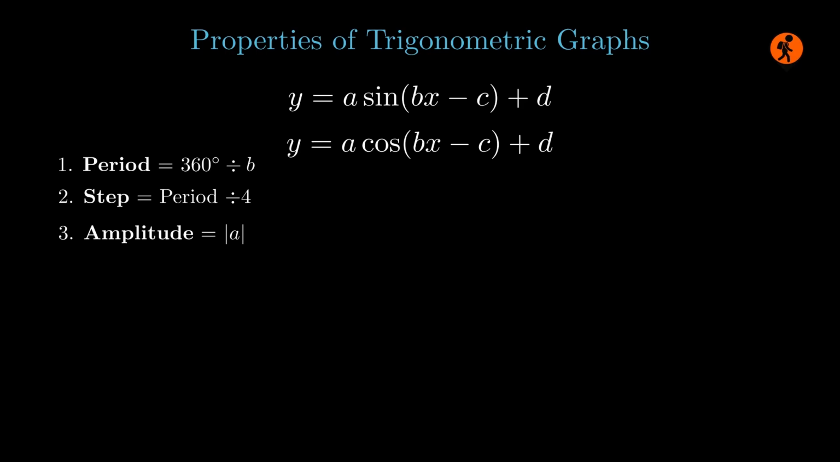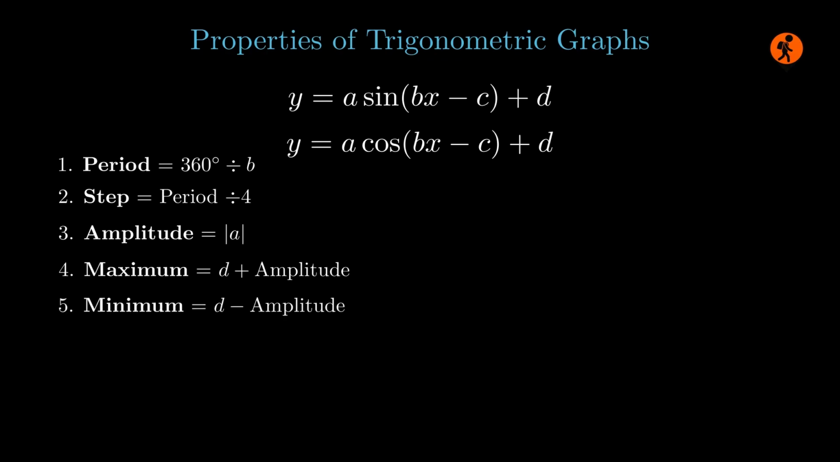To find the maximum height of the graph, we take our vertical shift d and add the amplitude. Similarly, to find the minimum point, we take d and subtract the amplitude. The baseline is the horizontal center of our wave. Its equation is simply y equals d.